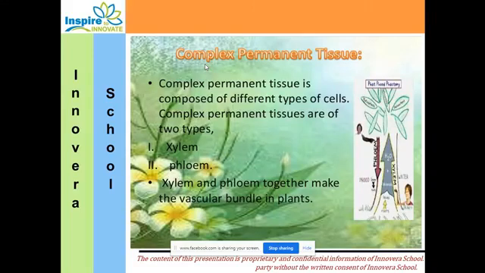So what are these complex permanent tissues? Yesterday we had discussed the difference between simple permanent and complex permanent. Complex permanent tissue is composed of different types of cells, whereas simple permanent tissue is composed of only one type of cell. Right? So, complex permanent tissues are of two types, xylem and phloem. And this xylem and phloem together make the vascular bundle.